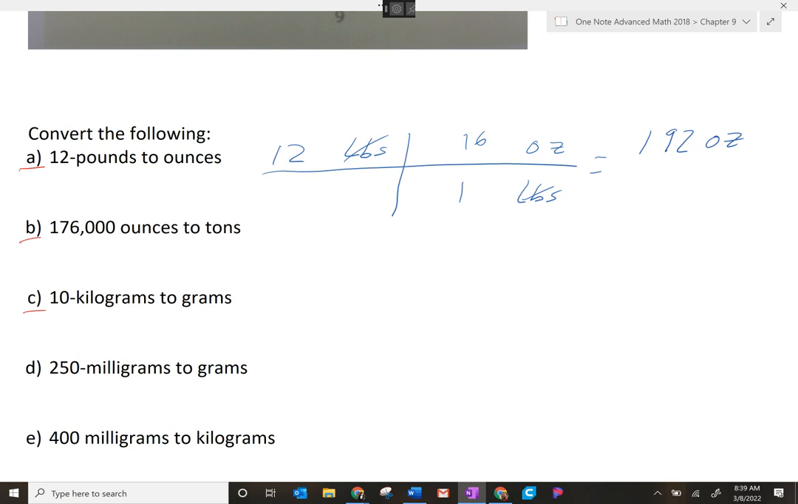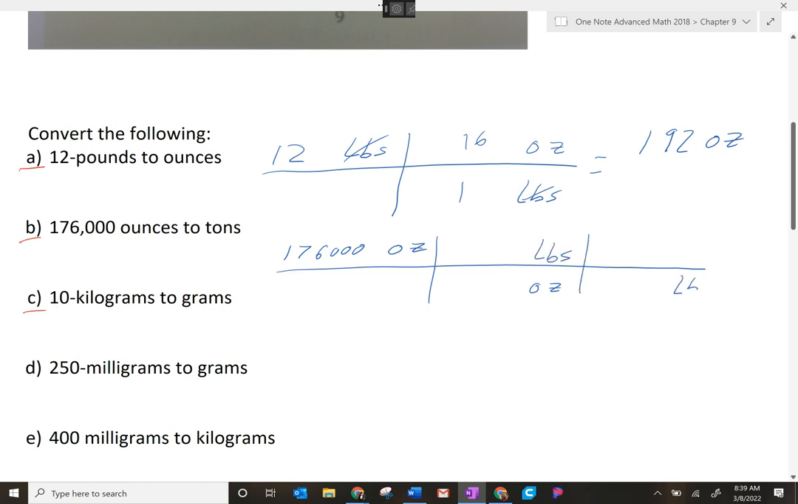Okay, on to letter B. I want to go from 176,000 ounces to tons. So I've got 176,000 ounces, and I want to turn that to tons. So I can go from ounces to pounds, and then I can go from pounds to tons. Okay, I know there are 16 ounces in 1 pound. I know there are 2,000 pounds in 1 ton. Okay, my label's going to cancel out just like that.